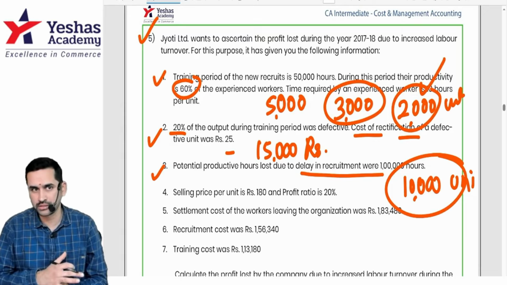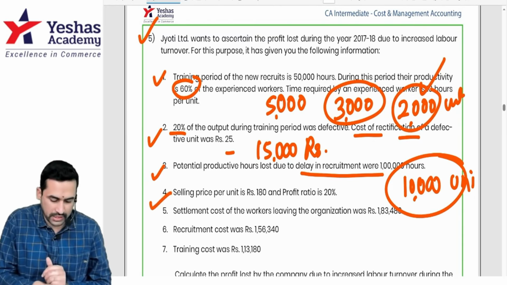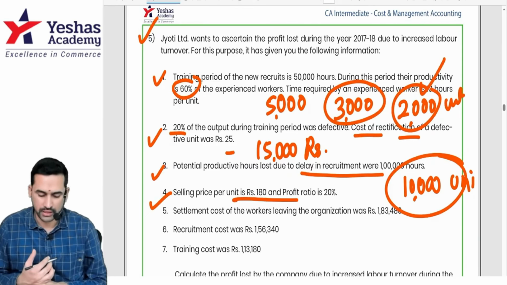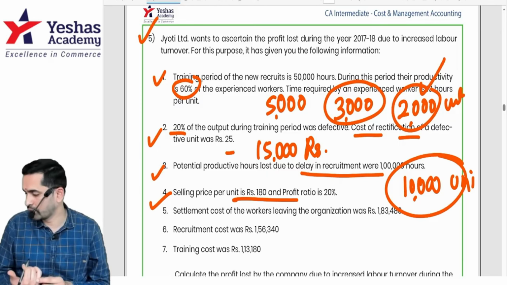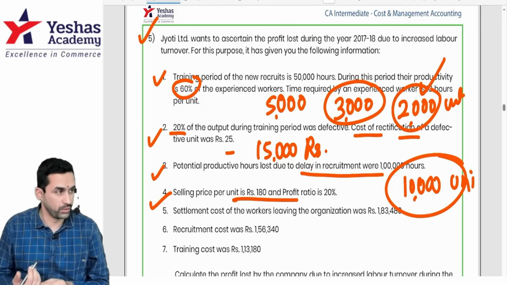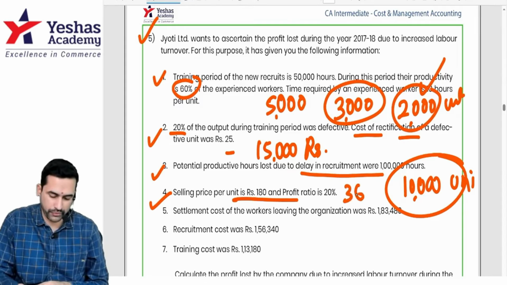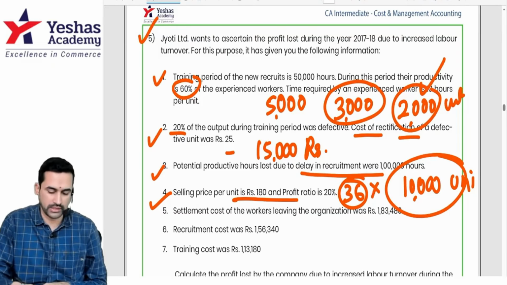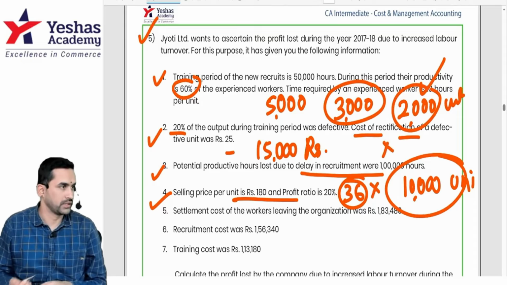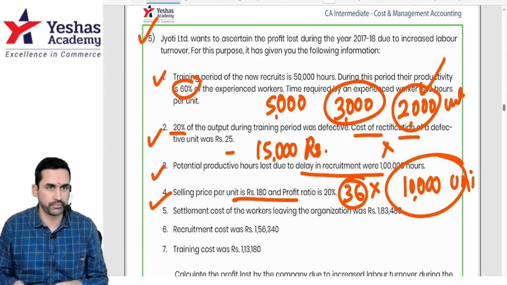Everybody clear with this? Selling price of one unit is 180. Profit ratio is 20%. 180 into 20%, every unit you make a profit of 36 rupee. Now you know 10,000 into 36, 2,000 into 36. This will all be loss of profit.